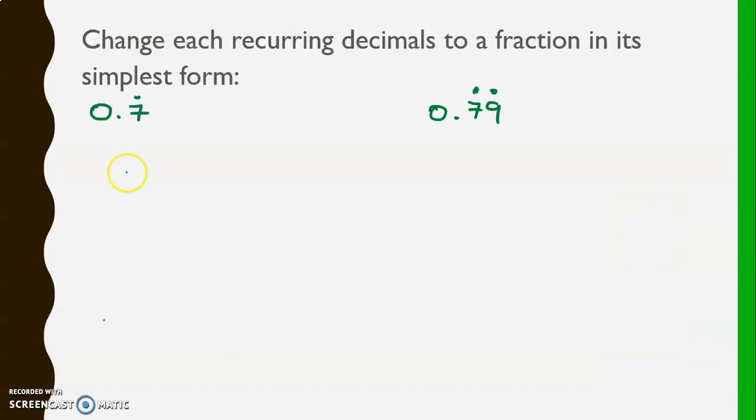Let's go ahead and see how we can change these recurring decimals to fractions in their simplest form. Let's start with a simple example, 0.7 recurring.